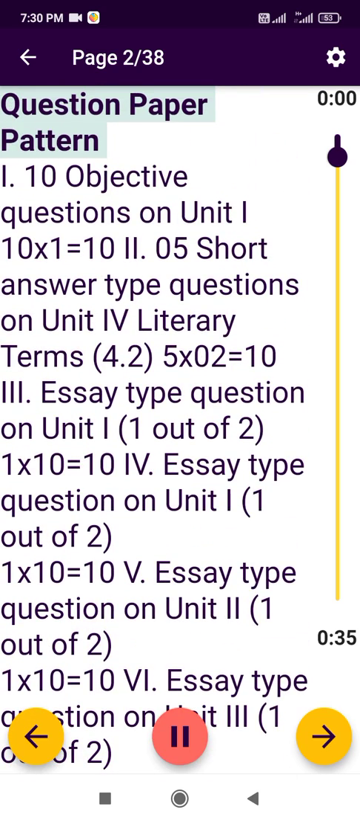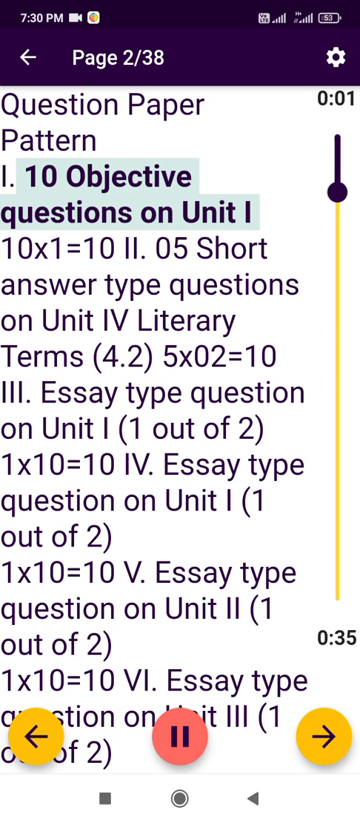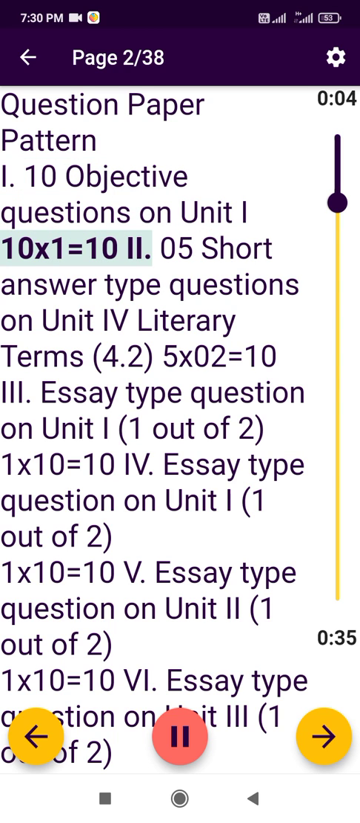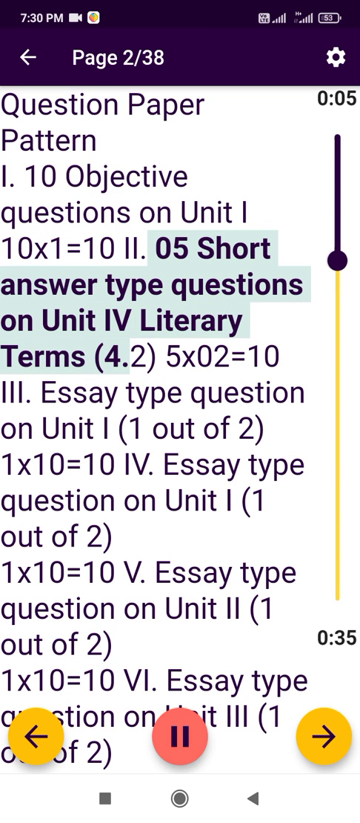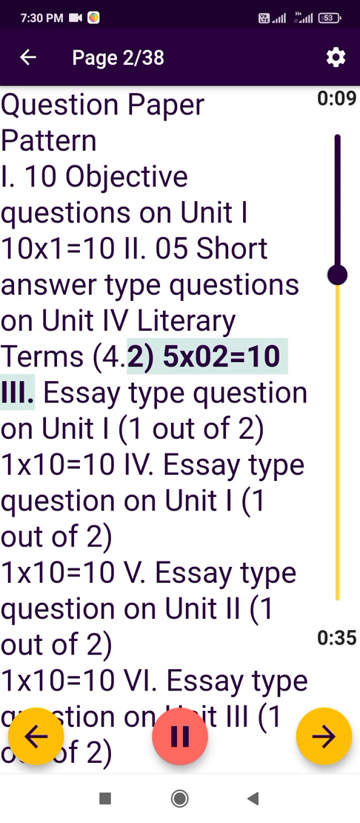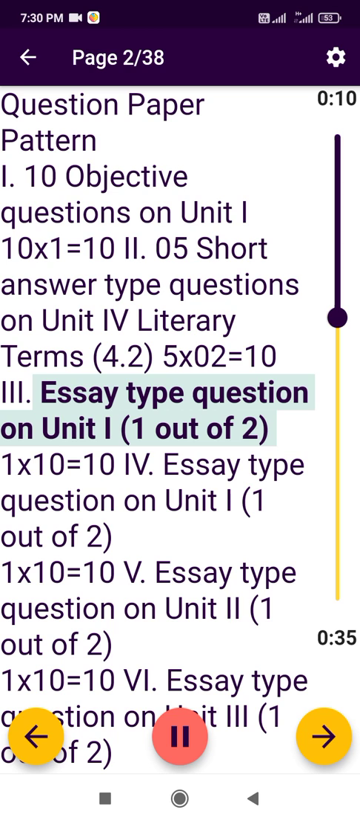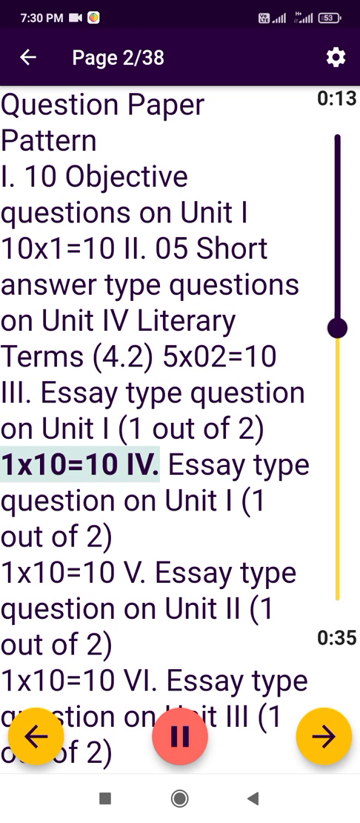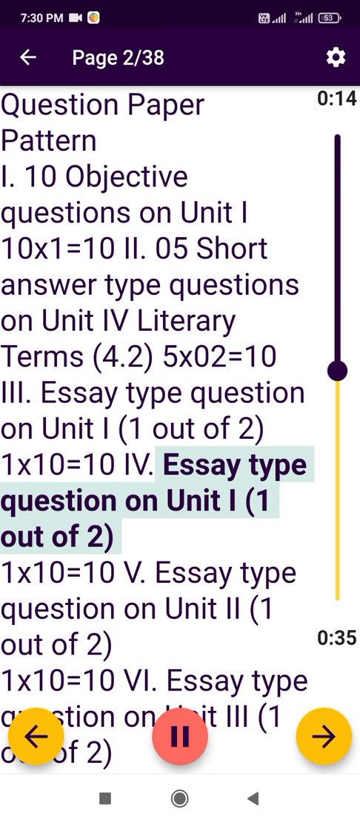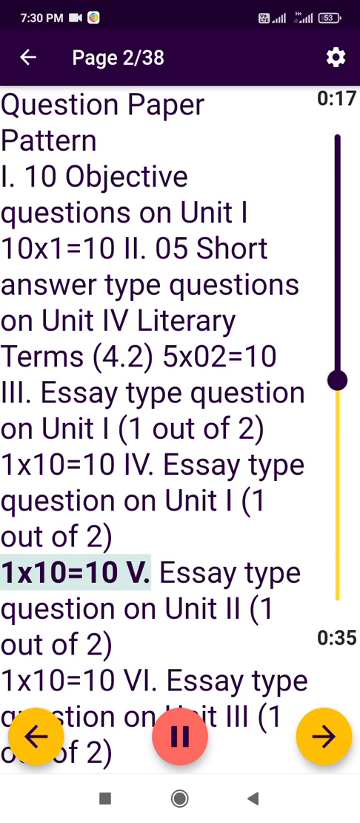Question paper pattern. I. 10 objective questions on Unit I, 10x1 equals 10. II. 5 short answer type questions on Unit IV, literary terms, 5x2 equals 10. III. Essay type question on Unit I, 1 out of 2, 1x10 equals 10. IV. Essay type question on Unit I, 1 out of 2, 1x10 equals 10.